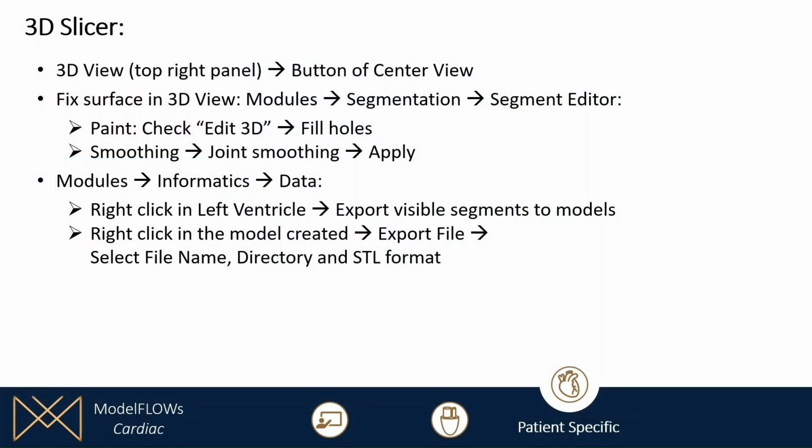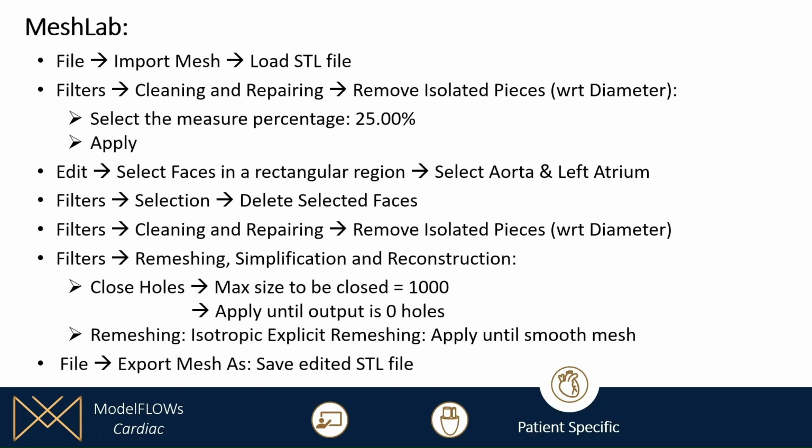Once we have created this STL file on 3D Slicer, as this surface is still not well defined, we're going to use MeshLab to clean and repair this geometry. We're going to cut also the left atrium and aorta, which we only want to use, in our case, as inlets for the left ventricle.